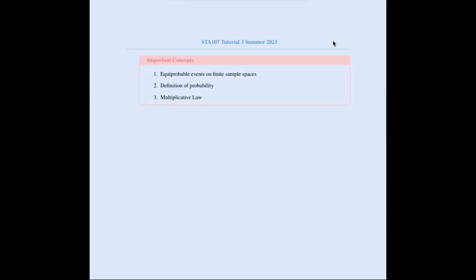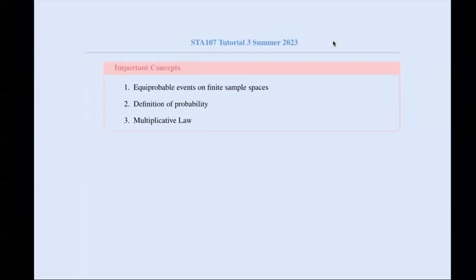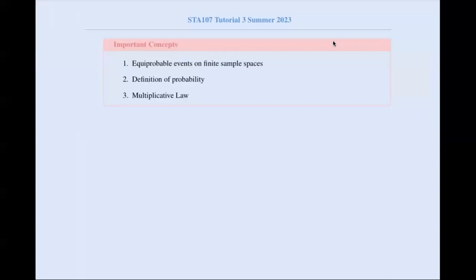Okay, so let's start the tutorial today. Today we will talk about events with equal probability. We talked about the definition of probability in the last tutorial, so I don't think I will have to repeat that. We will also talk about the multiplicative law. So the first one is for equiprobable events.